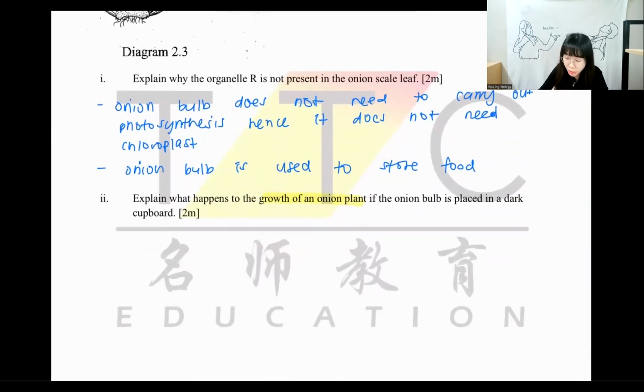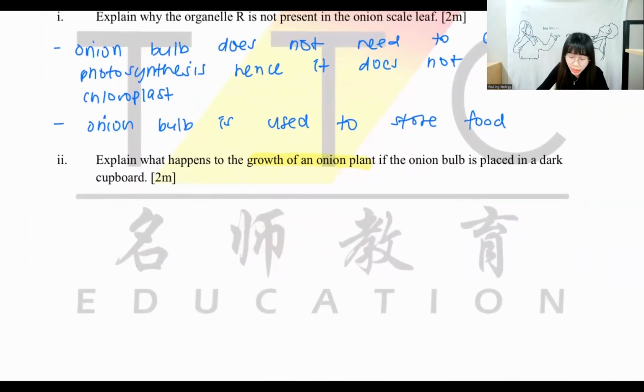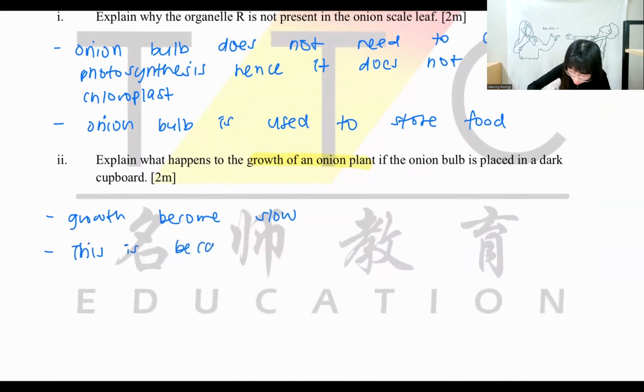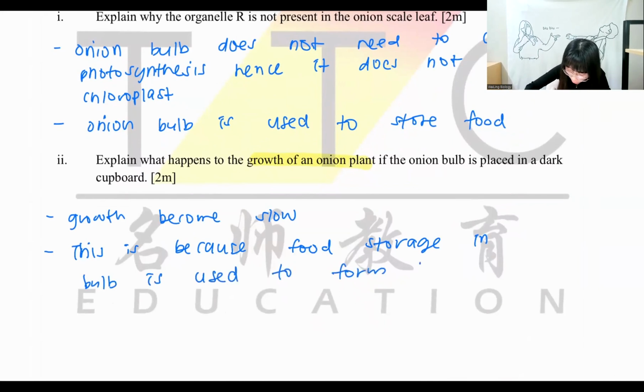Okay, I will draw the graph for you to see later. But right now, I'll form the sentence first. I will show you the graph later. The growth becomes slow. This is because the food storage in bulb is used to form new leaves.